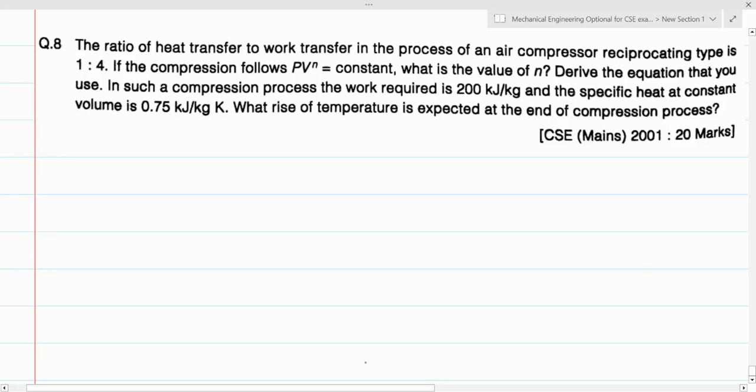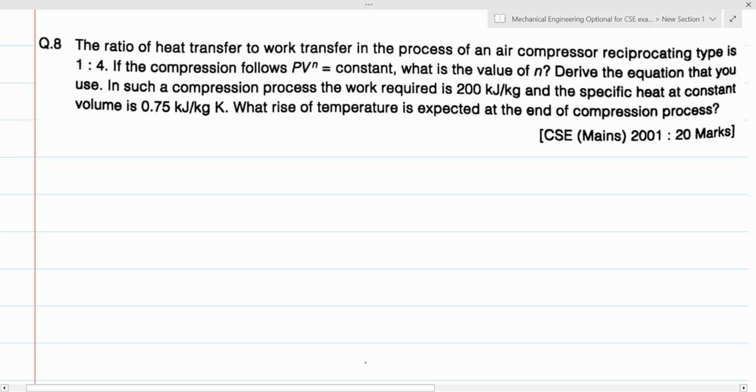Hello guys, so this is question number 8 in engineering thermodynamics that appeared in civil services mains examination in the year 2001 and it is of 20 marks. So let us read the question.